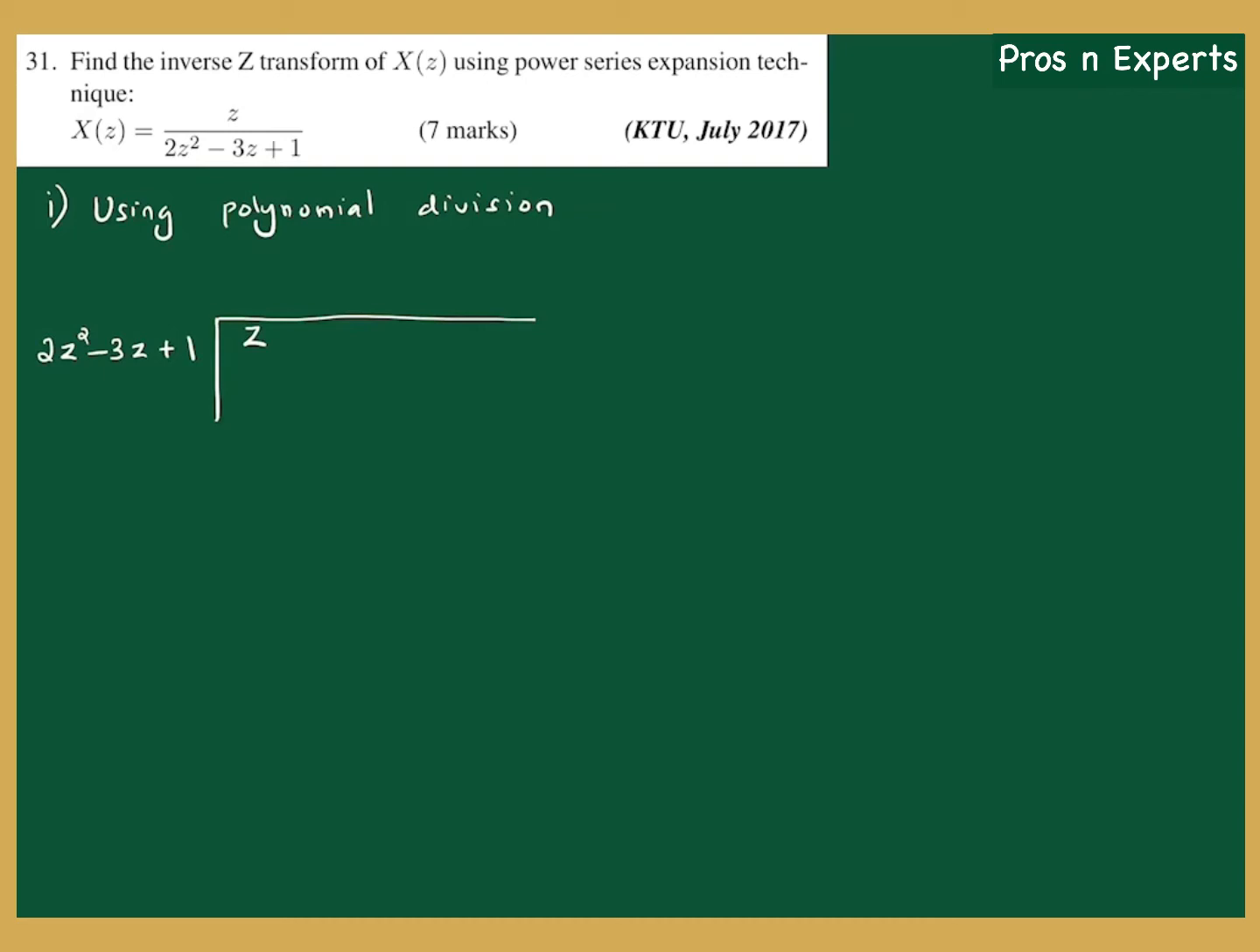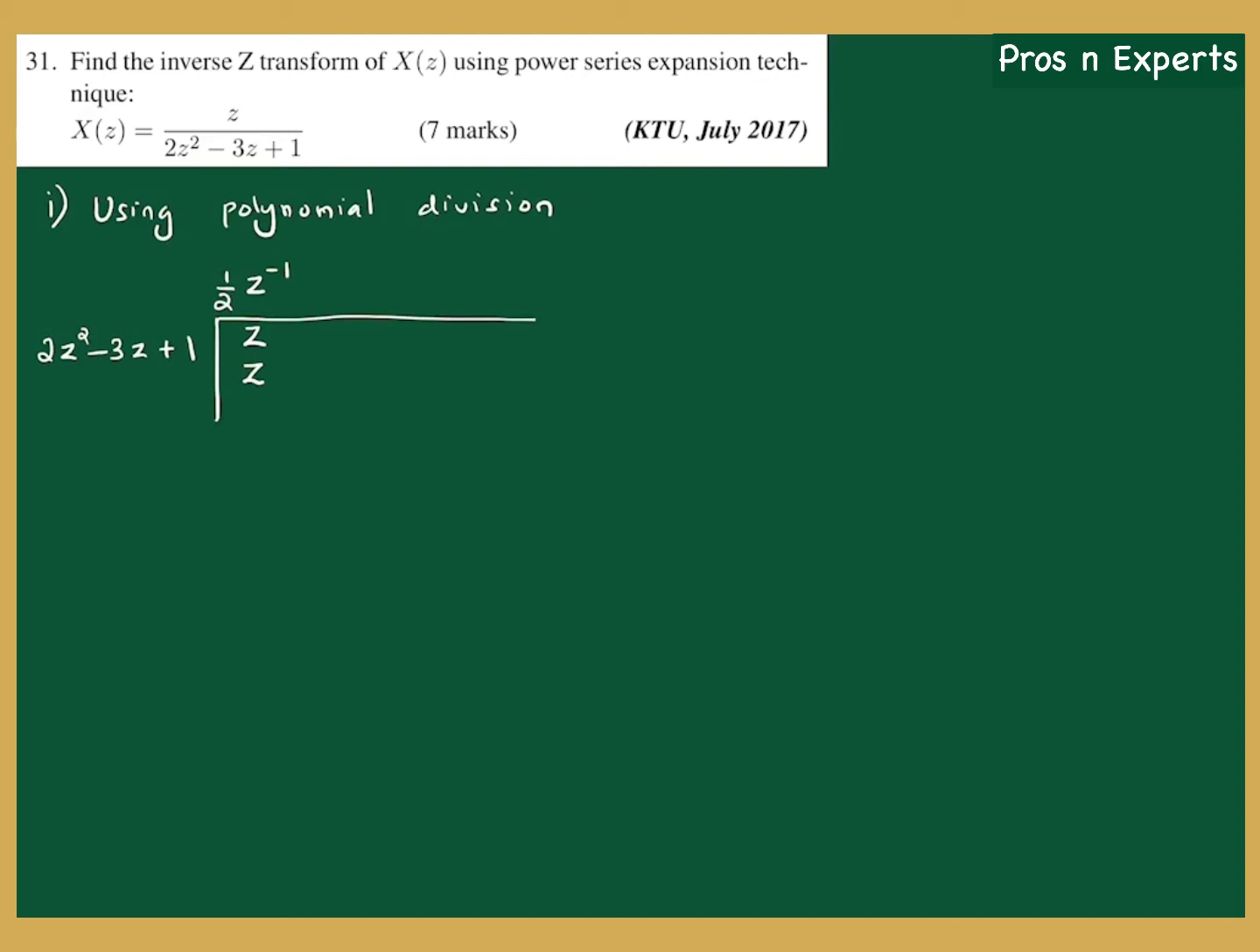So how to do polynomial division? First we have to find the quotient that turns out when z is divided by 2z square. What will that be? There should not be a 2 here, so half into z raised to minus 1, right? You can confirm it by multiplying the divisor with the quotient. 2 into half is 1, and z square into z inverse is z, which is perfectly right. So the quotient is right, and 2z square into half z inverse is z.